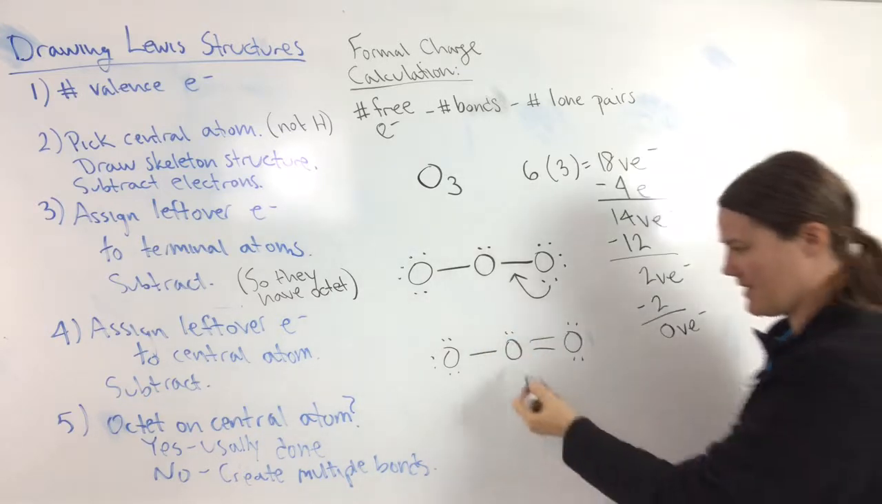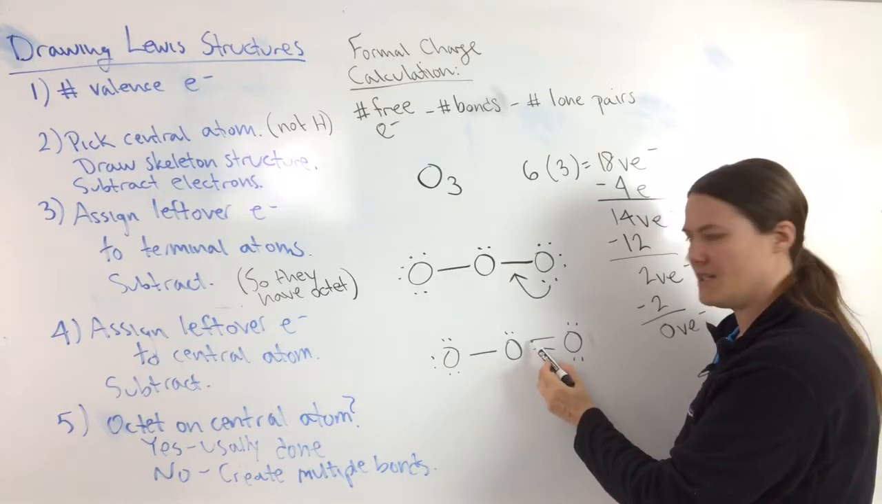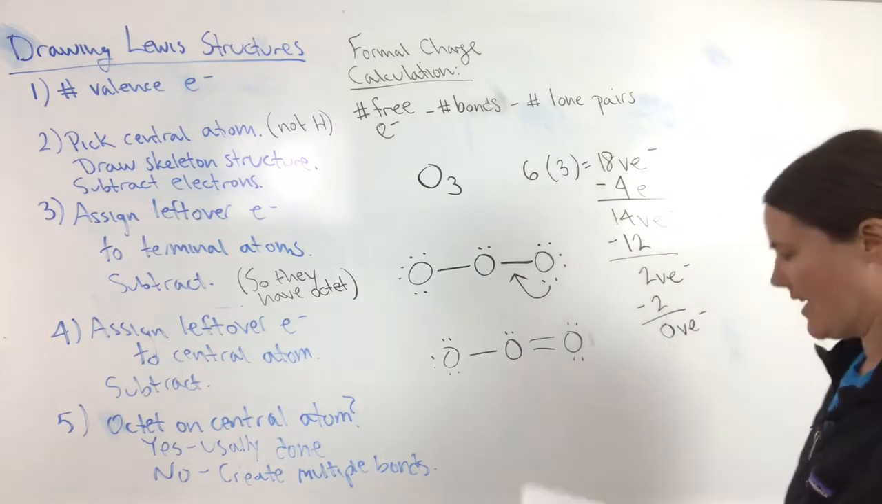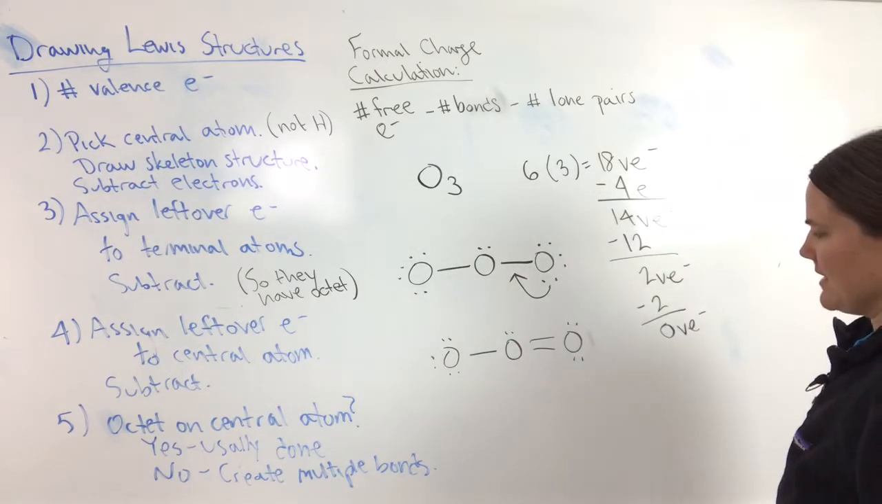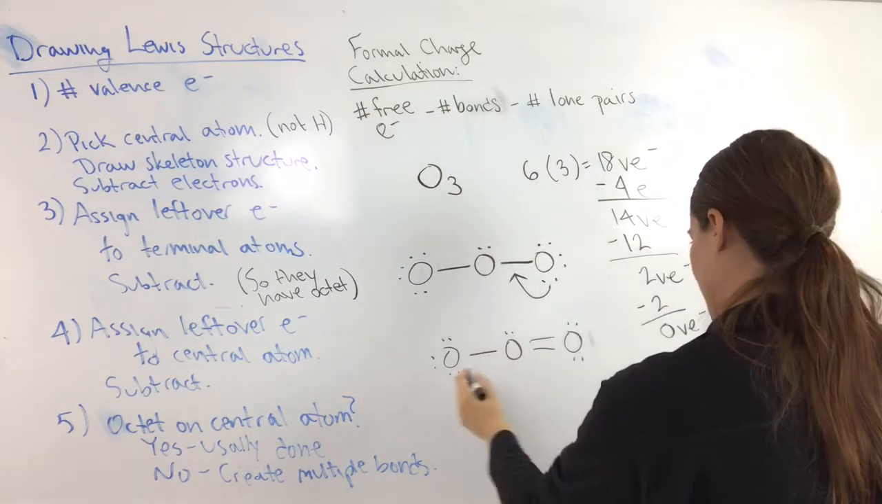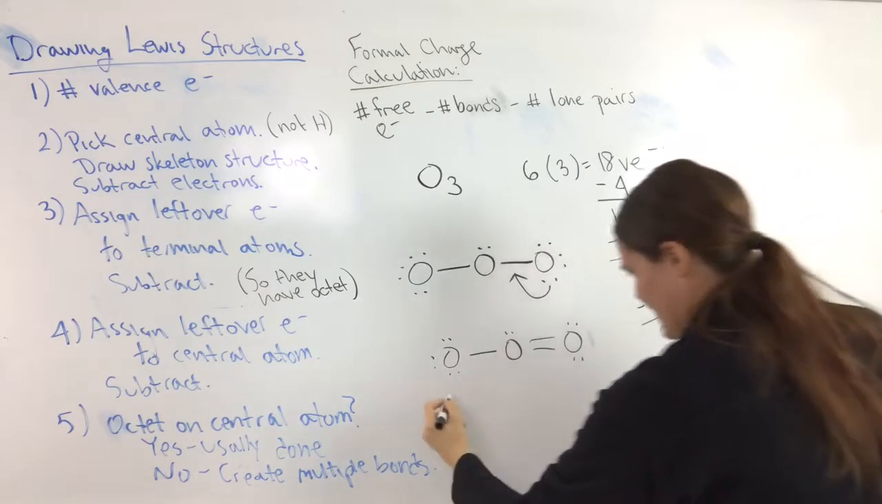And now let's figure out if we have an octet on the central atom. So we have 1, 2, 3, 4, 5, 6, 7, 8. So we do have an octet. So let's go ahead and do our formal charge calculation. And so let's start with this oxygen here.